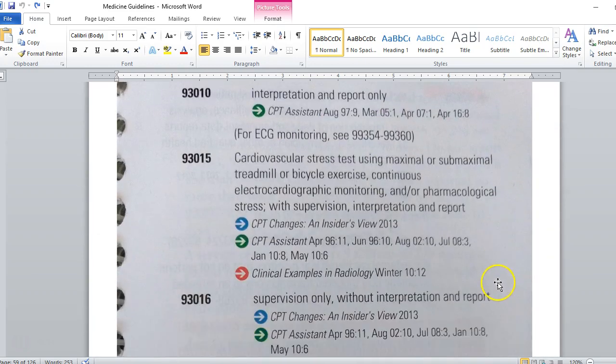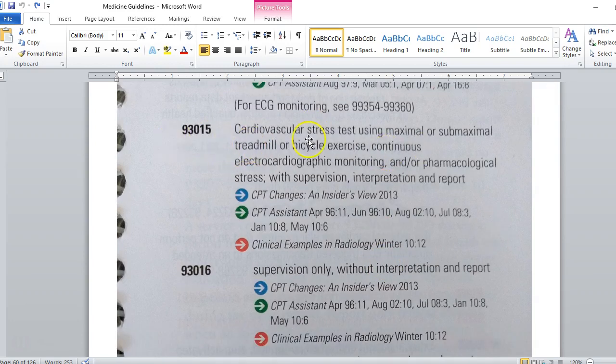So for instance, some areas have facilities where you can just go get an EKG done. Well, whoever's doing the EKG is the technician, so they are doing the tracing, and then a separate doctor is going to do the interpretation and report.